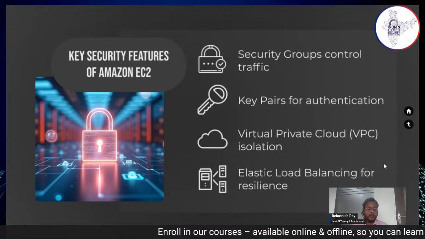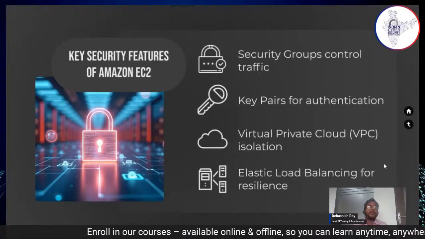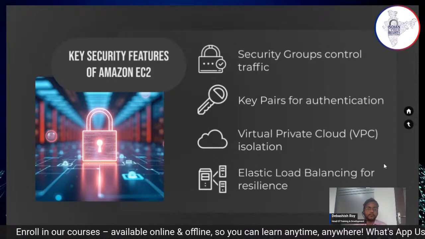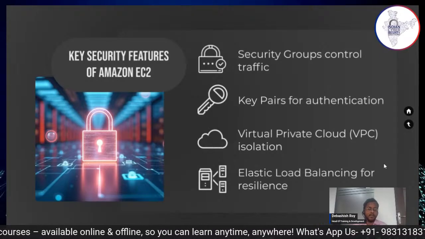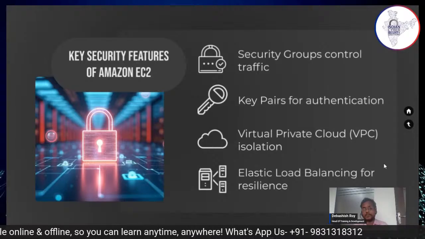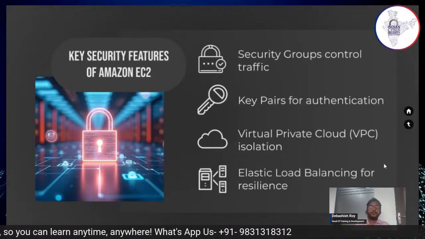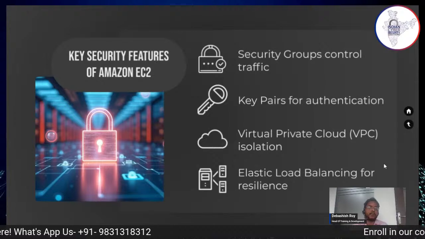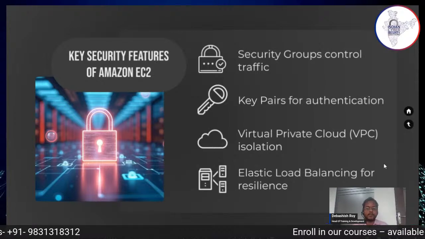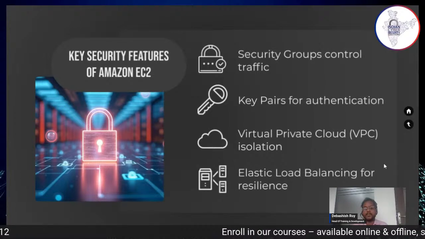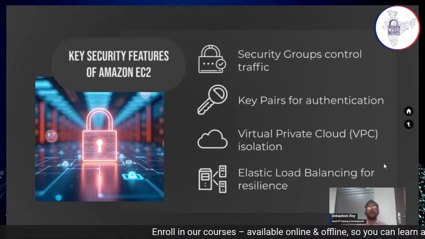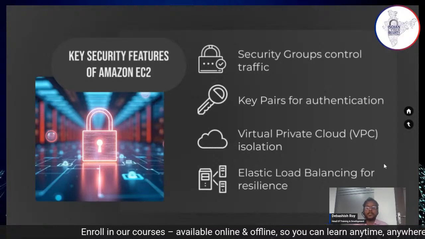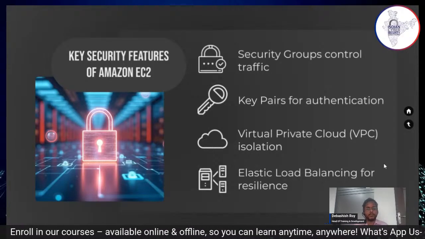Virtual Private Cloud, VPC isolation. You can use the default VPC of Amazon, but you can customize your VPC also. You can use your own VPC. I can make my own VPC with customized IP or network IP addresses. That also can be done. And Elastic Load Balancing for resilience. So you can deploy the load balancer to mitigate DDoS attacks or other attacks also.